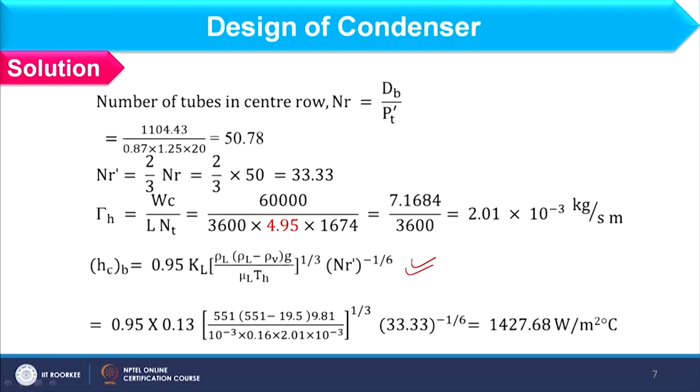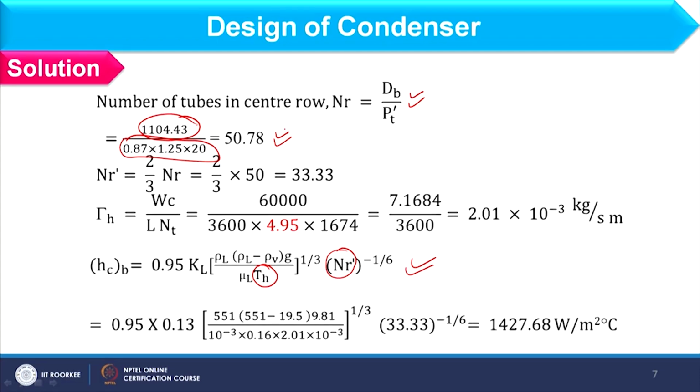And here we have to find out gamma h. This is not T h, this is basically capital gamma H, and further we have to find out Nr dash. Okay. So, first of all, let us calculate Nr. So, Nr will be what? Nr will be dB by Pt dash. Okay. So, the bundle diameter we have already obtained, and that bundle diameter will be divided by Pt dash, and Pt dash will be 0.87 into Pt because I am considering triangular pitch, right. So, here I have the number of tubes in the center row, that is Nr, as 50.78.